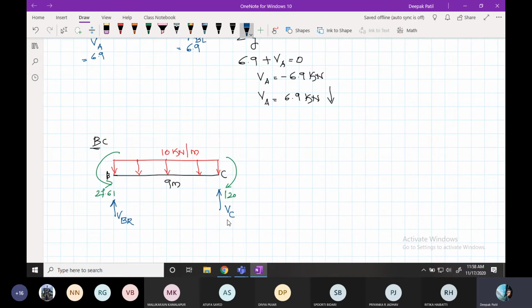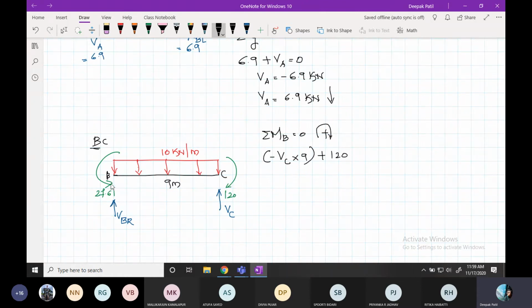Once that is done, let me apply the equations of equilibrium. First, let me calculate VC. So to do that, I will take moment at B equal to 0, taking clockwise moments as positive. So VC at B will actually cause anti-clockwise moment. So minus VC. So this moment is clockwise. So I'll put it as plus 120.